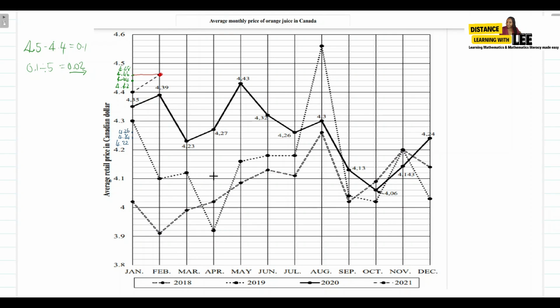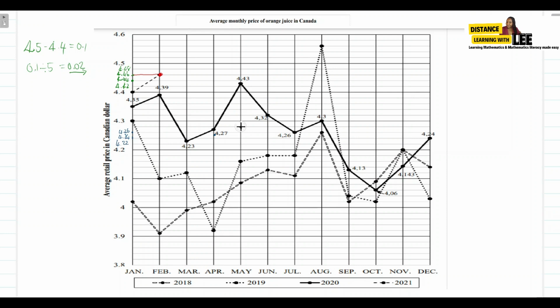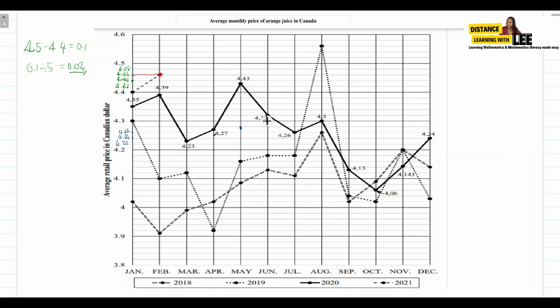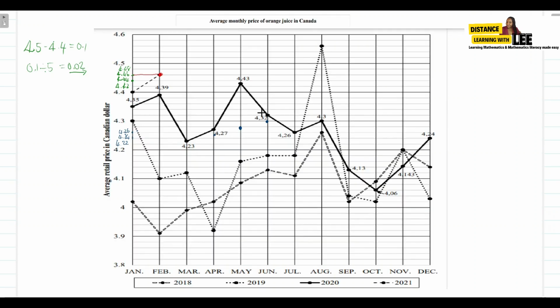So the 4.25 is somewhere in between there. So if that's 4.27, that's 4.26. So 4.25 is somewhere there. The May value is 4.28, so we're going to plot that. Okay, 4.28 is there. The June value is 4.3. 4.3 is there. The July value is 4.05, sorry. So the July value is 4.05.